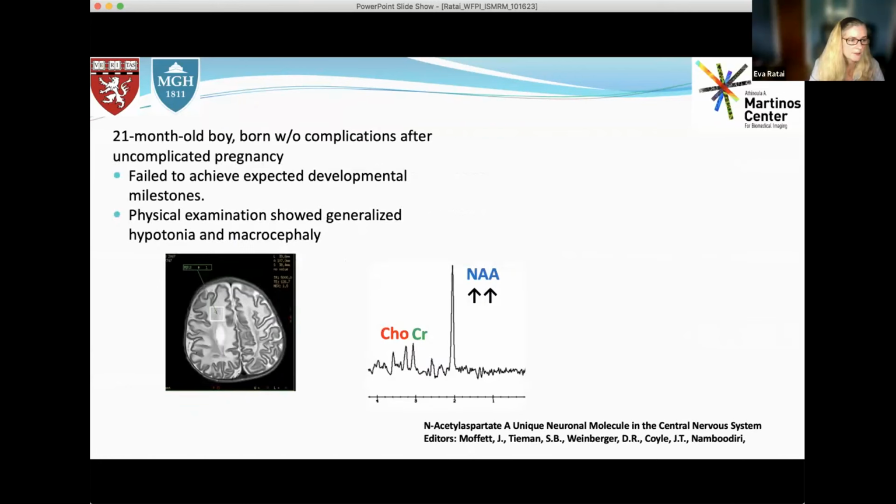So here's an example of a 21-month-old boy born without complications after a complicated pregnancy, who failed to achieve expected developmental milestones, and physical examination showed generalized hypertonic microcephaly. I mean, the brain is abnormal, but look at the spectrum. I mentioned before, NAA should be double the size of creatine and choline. This is, I don't know, 7 times higher. So slam dunk diagnosis is Canavan's disease.